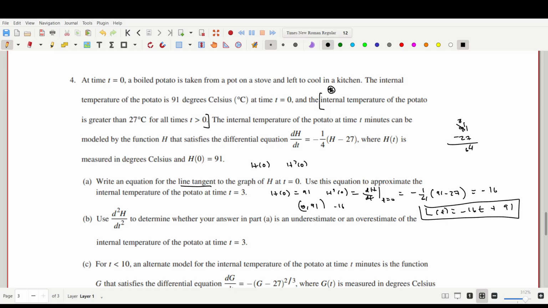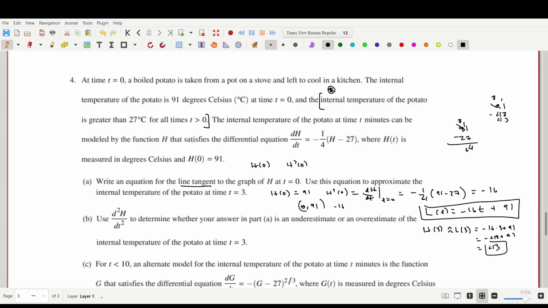That's always a good one to get in the habit of. It is easy to write out the tangent line once you know the derivative and the slope. Now it wants you to approximate at t of 3, so the idea is that h of 3 is approximately L of 3, and that's negative 16 times 3 plus 91, which is negative 48 plus 91, 91 minus 48, 43. Right. I think that's wrong, based on my memory. Okay, maybe not. I think it's fine.